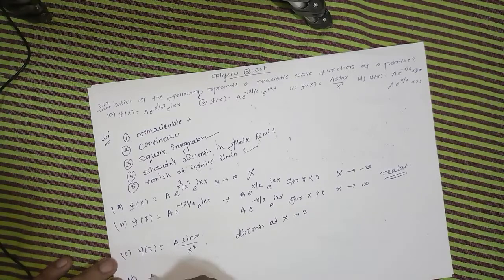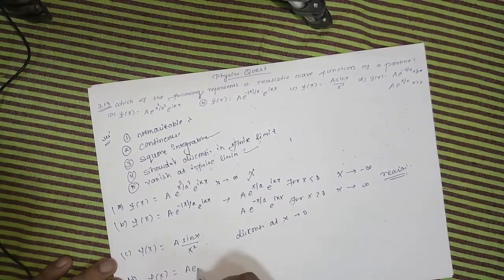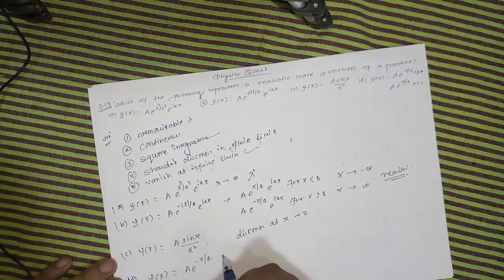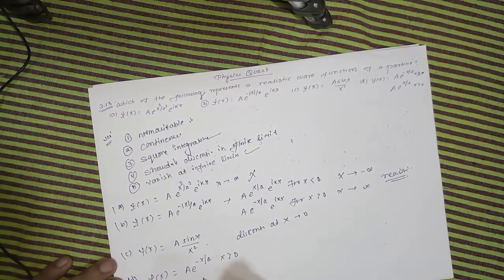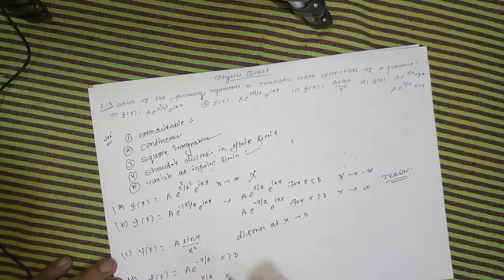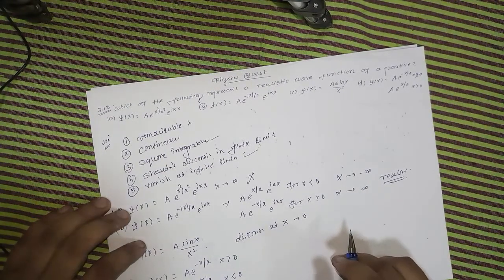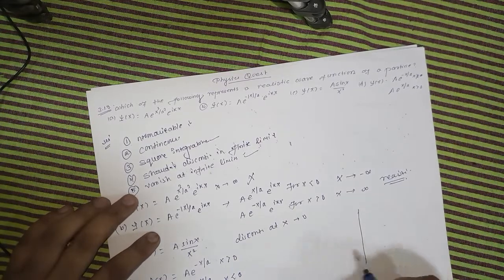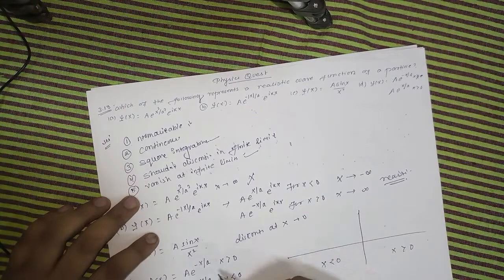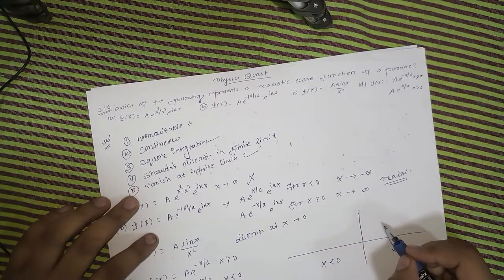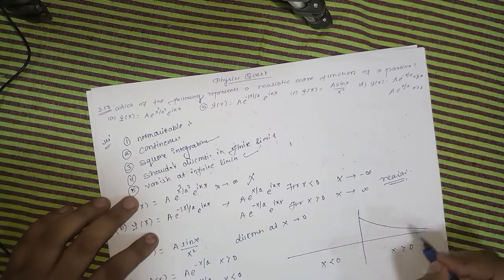The next is psi of x equal to a e to the power negative x upon a for x greater than 0, and a e to the power x upon a for x less than 0. By just plotting, you can also see that for x greater than 0, it will be an e to the power negative x function, like this, and here also like this.